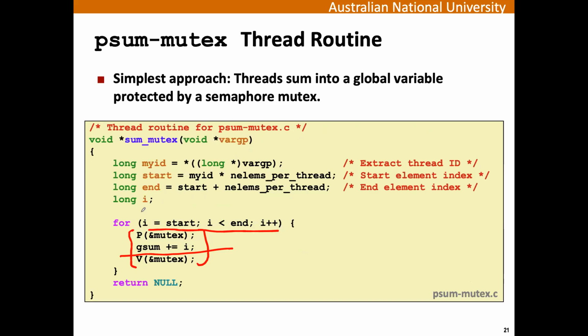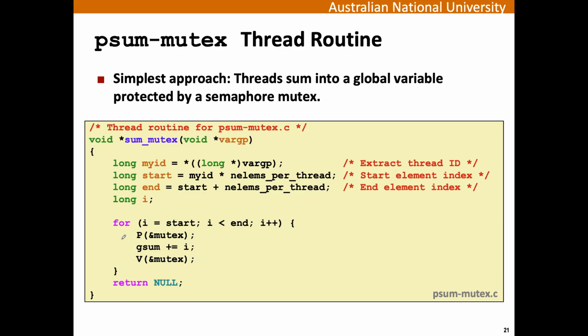So this thread has a starting index. Let's say thread 1 is probably doing sum from 0 to 12, and thread 2 is doing from 13 to 20. This is how we're doing the work division here. In a for loop, from start to end, grab the mutex and add i to the global variable. Each thread is doing that.